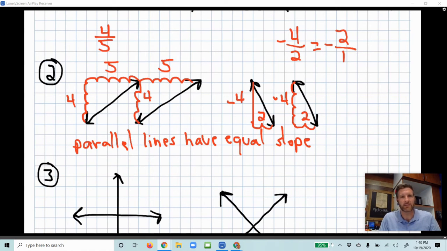The key idea there is that the slopes are the same, whether positive like the first set or negative like the second set. So that makes sense. If 2 lines are going to be railroad tracks or parallel to each other, they'd have to be perfectly rising and running together, or else one would tilt and eventually intersect with the other. So parallel lines have equal slope.